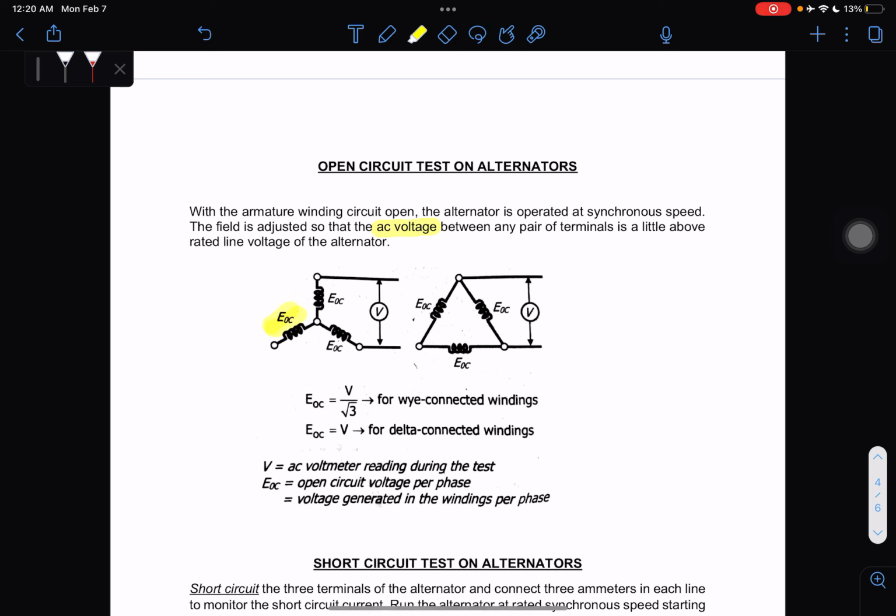So we have EOC, the open circuit voltage per phase, and V is the AC voltmeter reading during the test. The formula for open circuit voltage per phase is EOC is equal to V divided by square root of 3, for Y connected. And for delta connected, the open circuit voltage per phase is equal to the voltmeter reading in the open circuit.